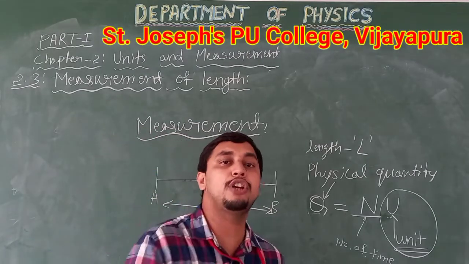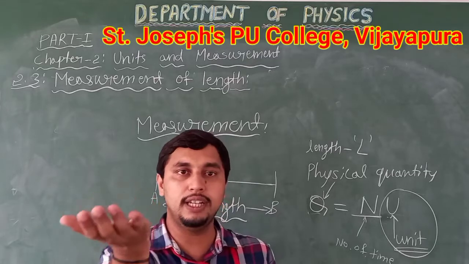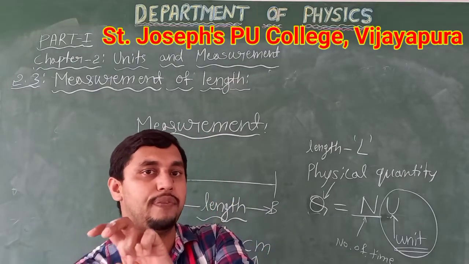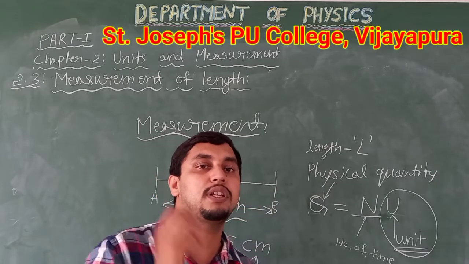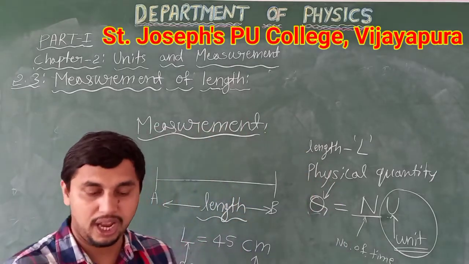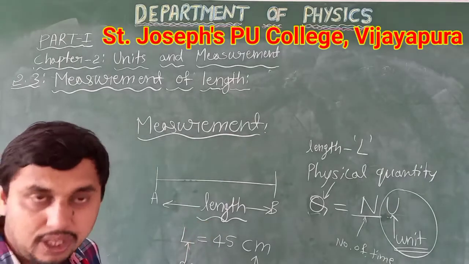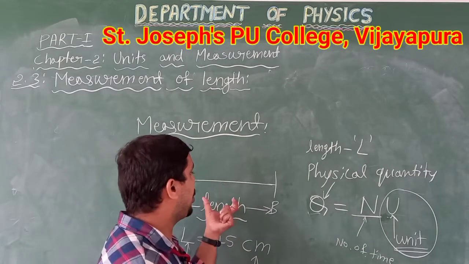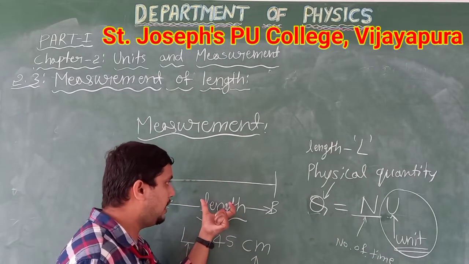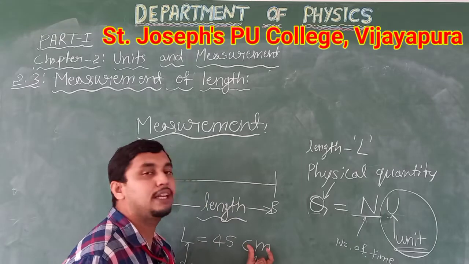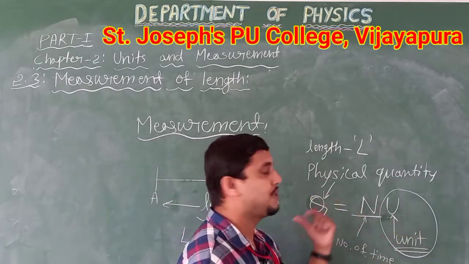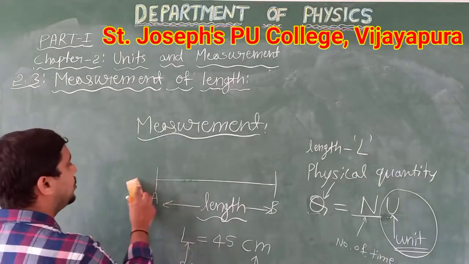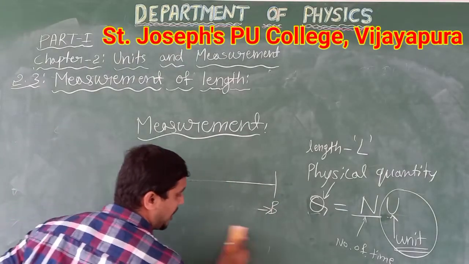Or if you ask for 5 kg, he is comparing with the 5 kilogram. Kilogram is the standard of reference, so 5 times the kilogram. I hope it's clear. Measurement is nothing but a comparison of the physical quantity with its standard of reference, particularly a proper unit. So this is about measurement.